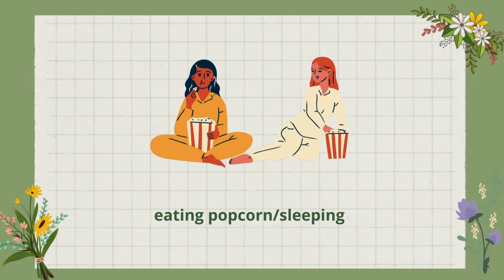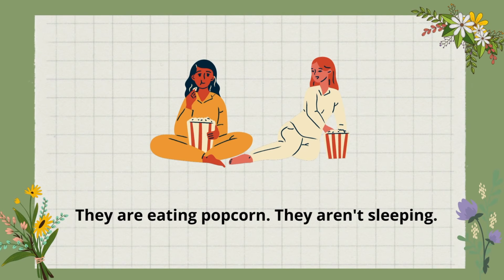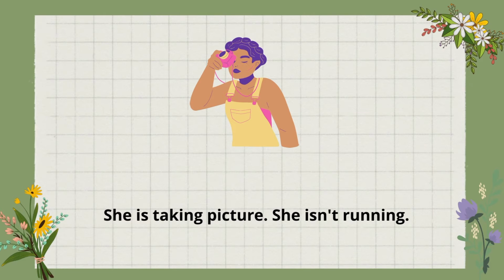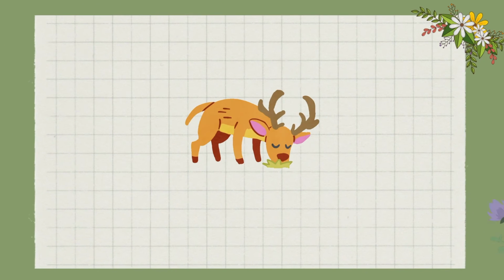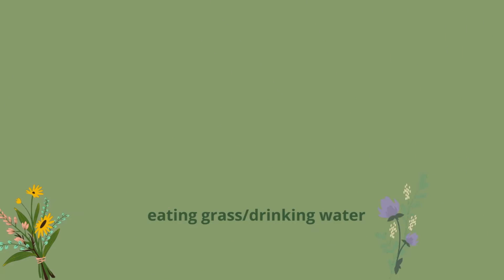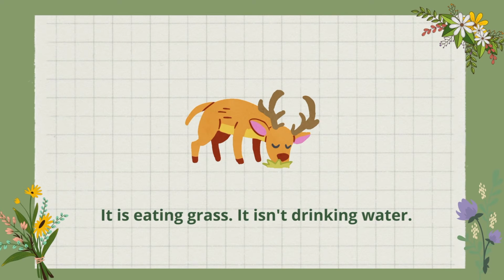Eating popcorn, sleeping. They are eating popcorn, they aren't sleeping. Taking picture, running. Let's check the answer. She is taking picture, she isn't running. Eating grass, drinking water. It is eating grass, it isn't drinking water.